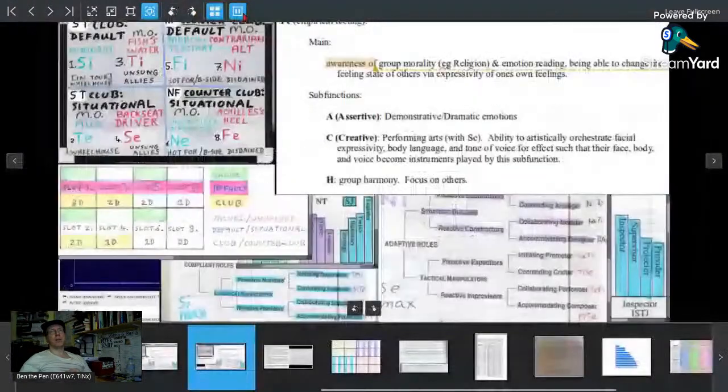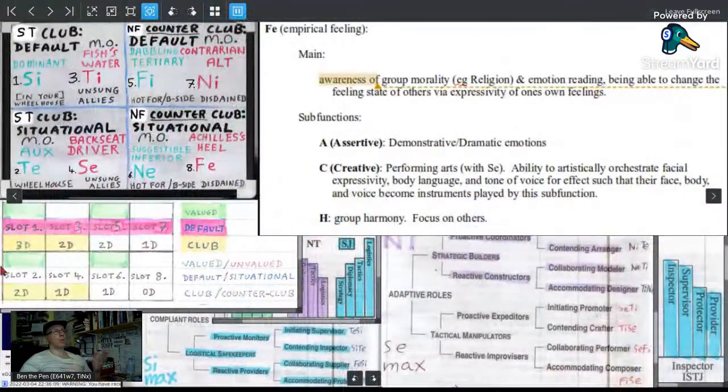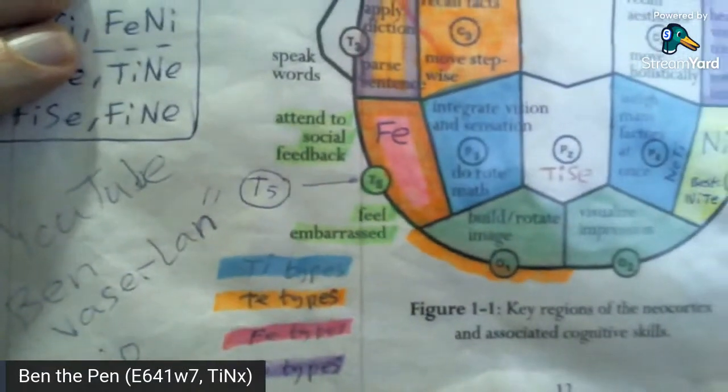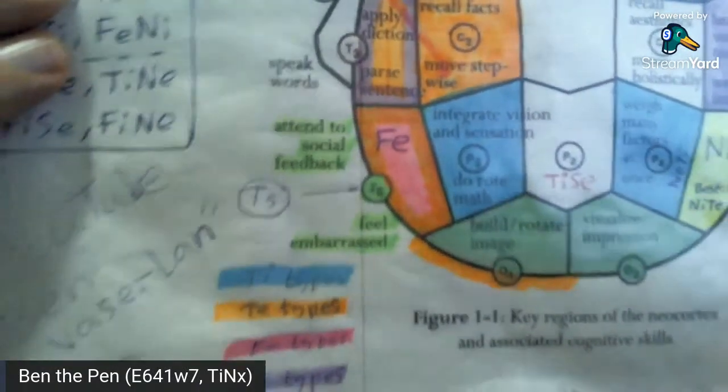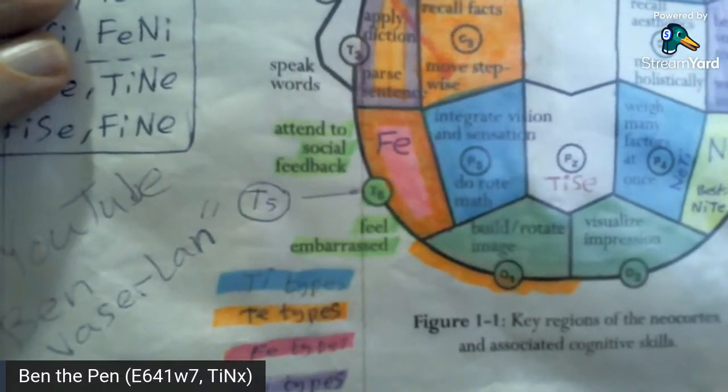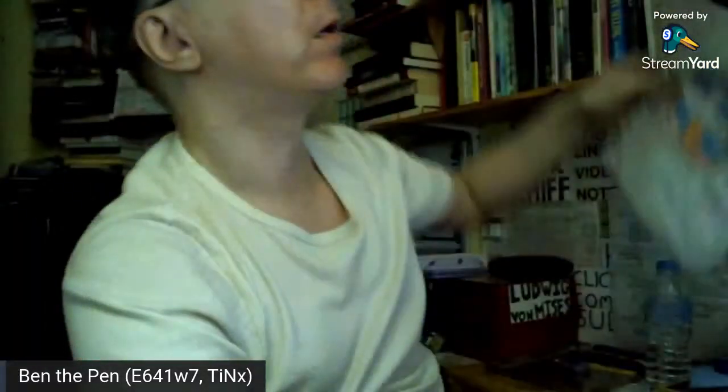So, going towards FE, there's a bit that ISTJ is good at. All guardians have high activity in a region that we would associate with FE. There, T5, attend to social feedback. That is high in all guardians. Even FE polar ISTJ.